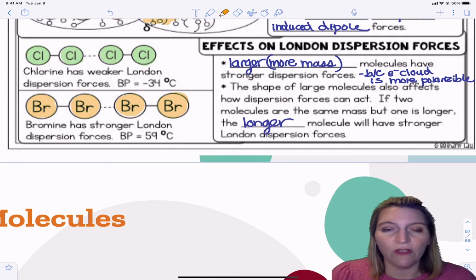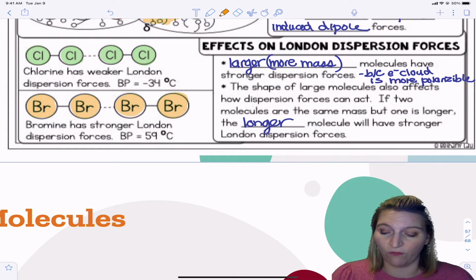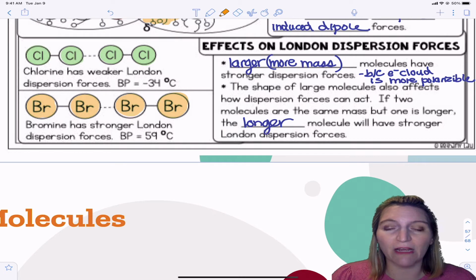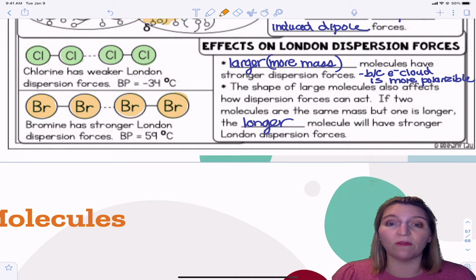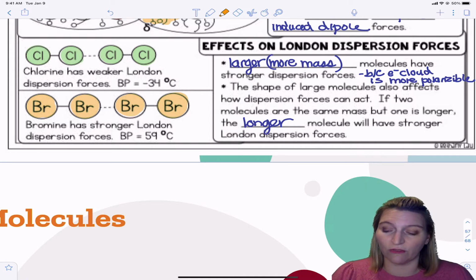And then down at the bottom, we can talk about which molecules have stronger London dispersion forces. Larger molecules, specifically ones with more mass, not really physical size, have stronger London dispersion forces. This is because they have more electrons, so their electron clouds are more polarizable, meaning that the temporary dipole is more likely to form. And because the temporary dipole is more likely to form, the London dispersion forces are stronger.